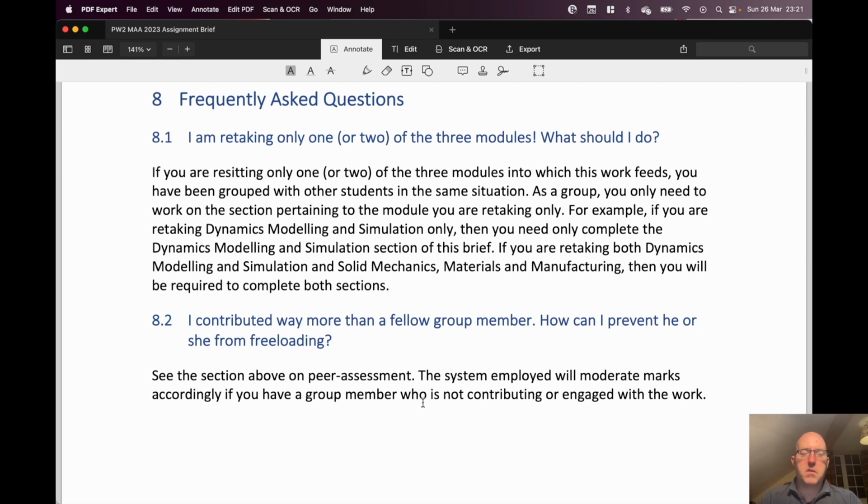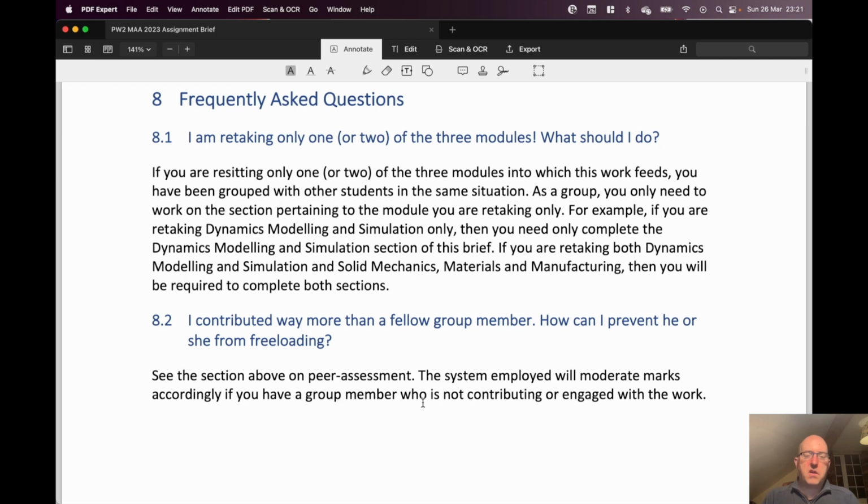There's a number of you who will be retaking one or both of the modules. There's only 2 modules involved. So if you're only taking one, or if you're retaking one or the other or both of the modules, obviously, for both of the modules, you just do the project week activity as you were before.